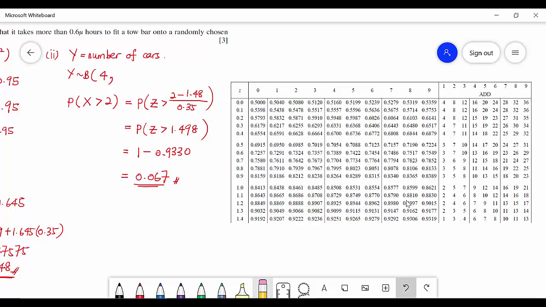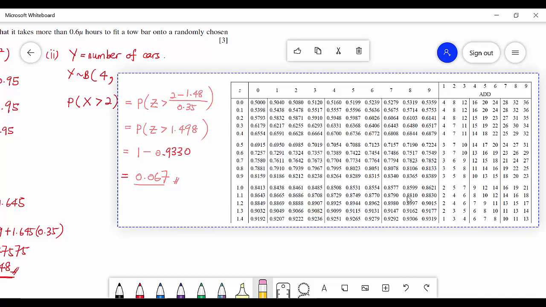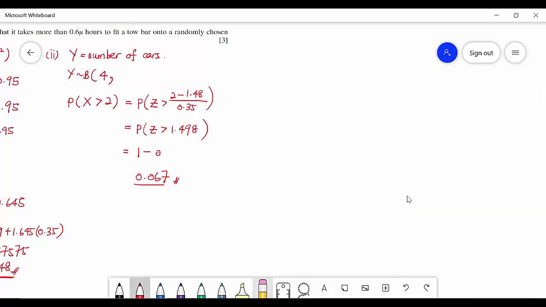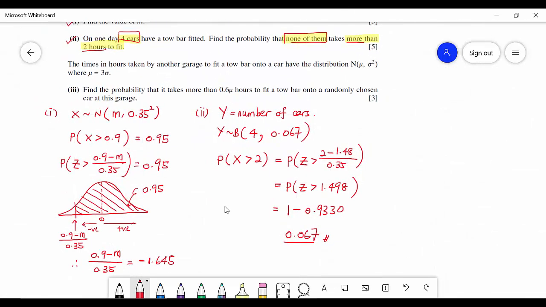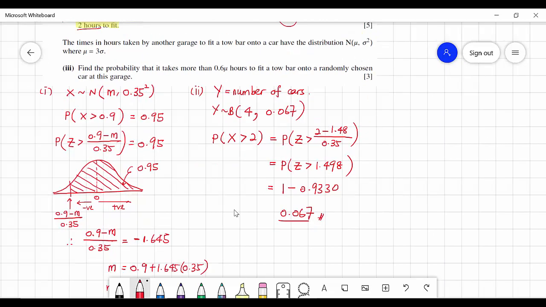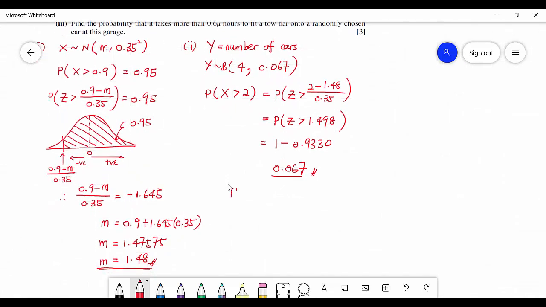Right, so now let's continue further. Okay, so this one is 0.9330. Okay, so now the 0.067 I can put it here as the p for the binomial distribution. All right, okay. Then they're asking for none of them. So that means none of the cars, which means the probability that y equals 0, takes longer than 2 hours to fix them.